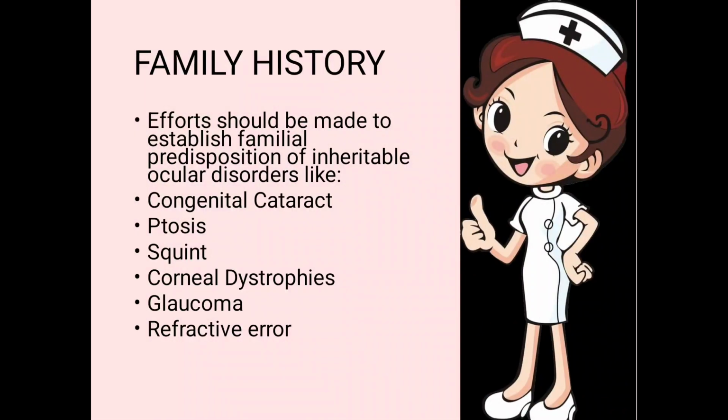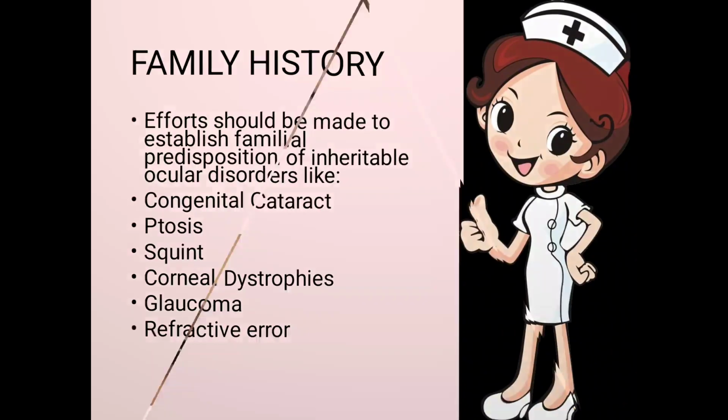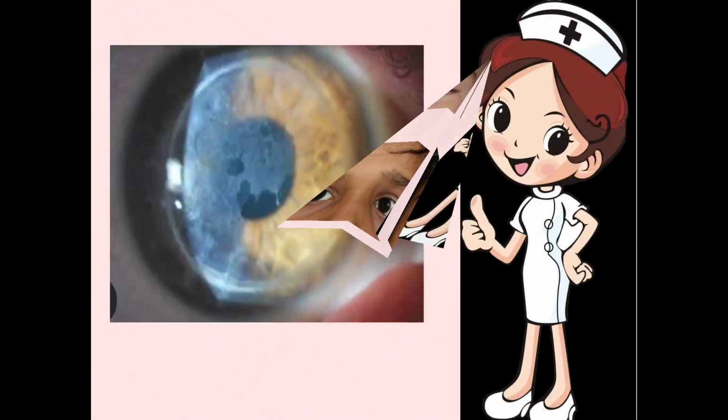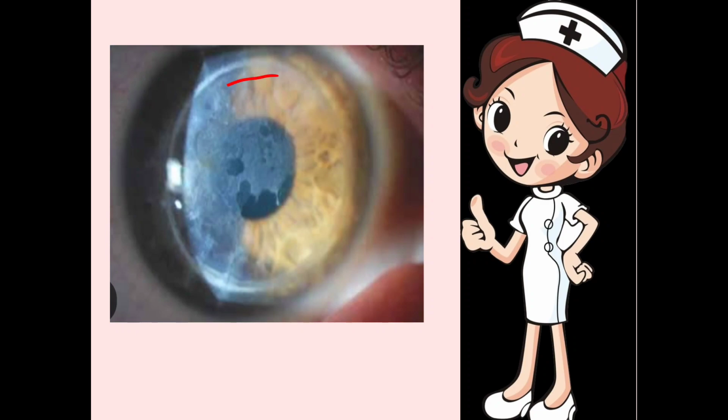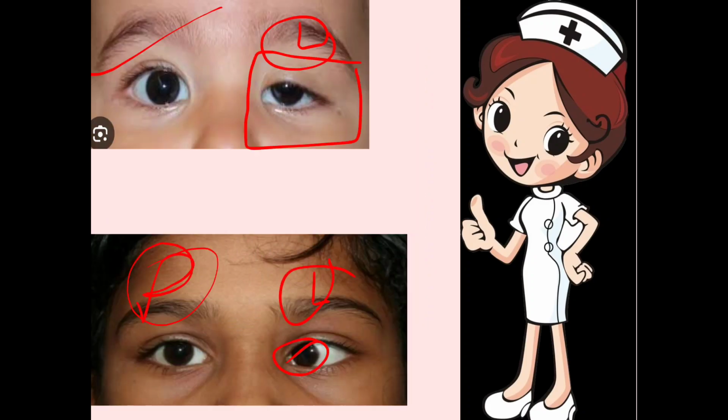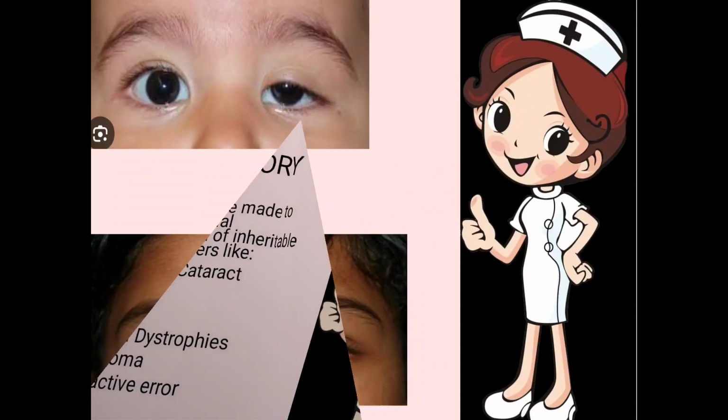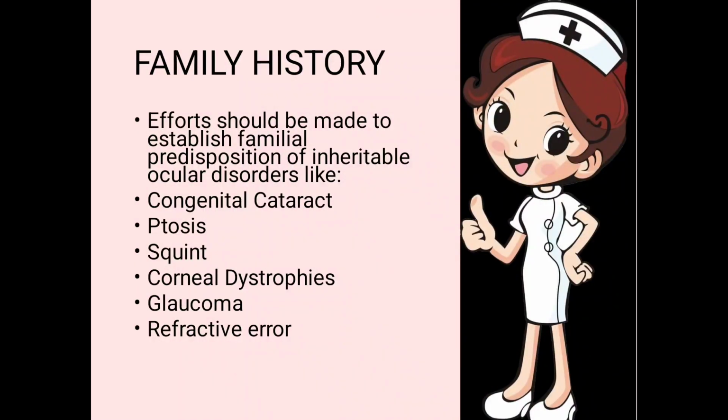Next are corneal dystrophies, glaucoma and refractive error. Let's see the corneal dystrophy. This one is the cornea. As we all know, the cornea is a transparent part, but you can see impurities present here. This is the corneal dystrophy. Next one is glaucoma, a kind of disease in which the pressure of the eye increases. Next one is refractive error: myopia, hypermetropia and astigmatism are the kinds of refractive error. So it is very important to take the family history of the patient.